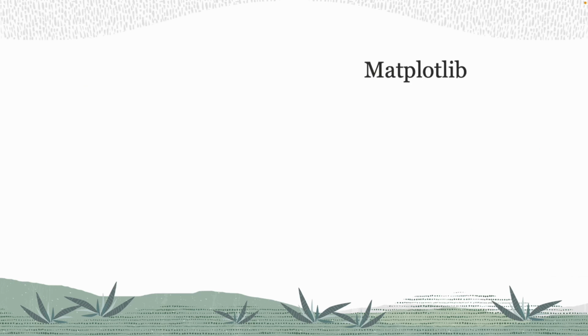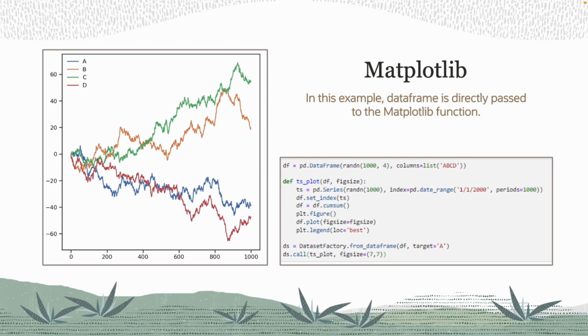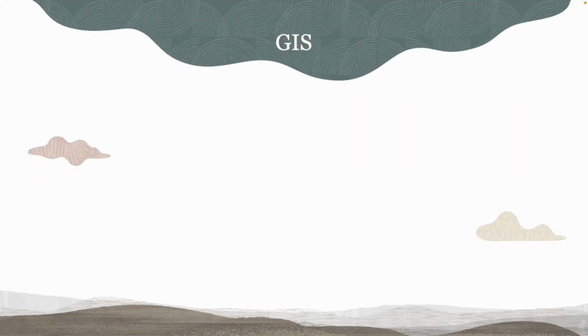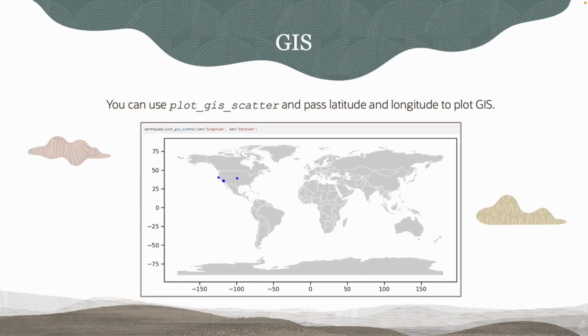In this example, a data frame is passed directly to the matplotlib function. And in this example, we use public domain California earthquake data, which gives a brief visual overview of major places where earthquakes have happened.